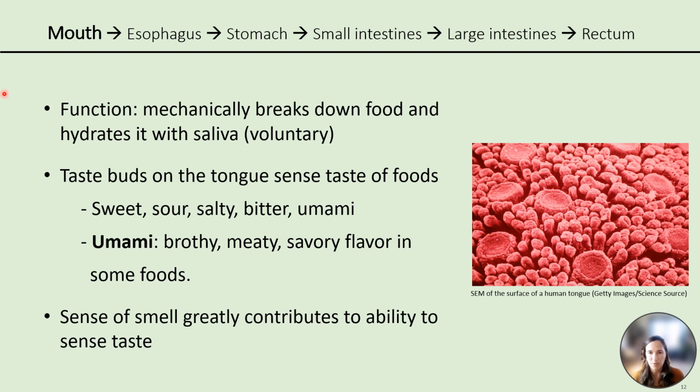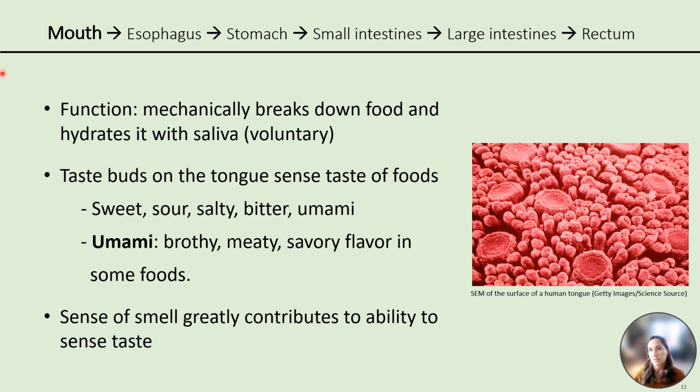So let's start with mouth. Here you can see I've bolded mouth. This is pretty obvious. The function of the mouth is to mechanically break down food and hydrate it with saliva. And you can see that I'm saying that this is voluntary. So many of the processes of digestion are involuntary. That means we don't have any control of them.